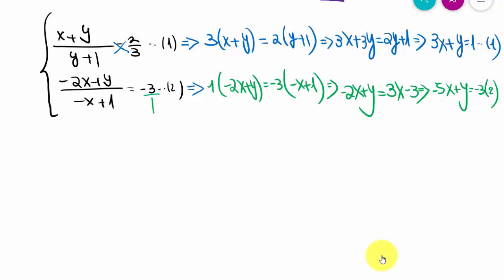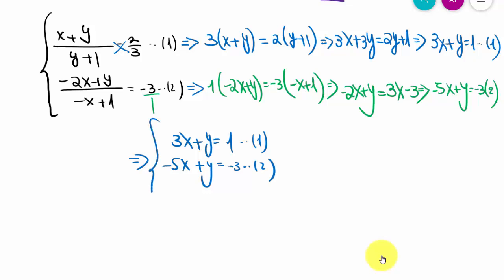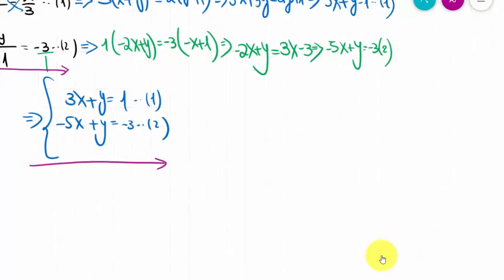As a result, what we get is 3x + y is equal to 1, first equation, and -5x + y is equal to -3, second equation, which is nothing but a system of linear equations. What we did in practice was to transform this system of linear rational equations to this system of linear equations, the solution of which we know how to find. In order to solve this system of linear equations, we use the elimination method because that's easy.